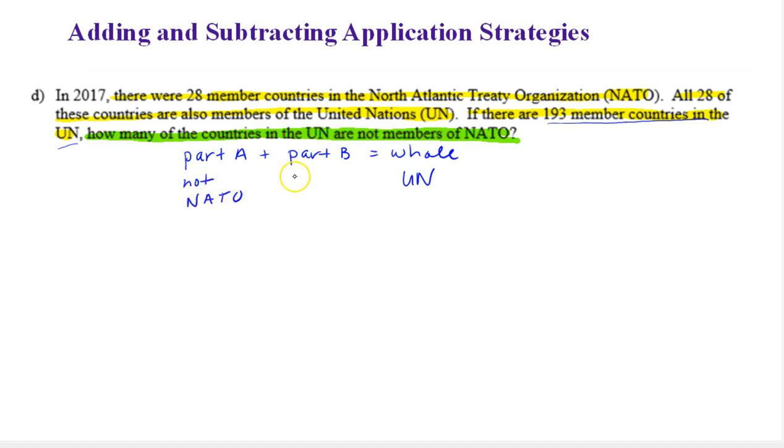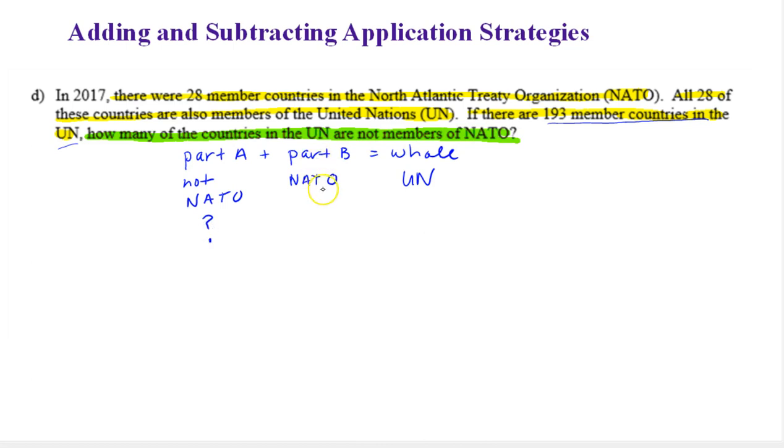And part B is countries that are NATO countries. Okay, so let's see which pieces we have here. We're trying to find how many countries in the UN are not members of NATO. So this part is unknown, so I'll put a question mark.